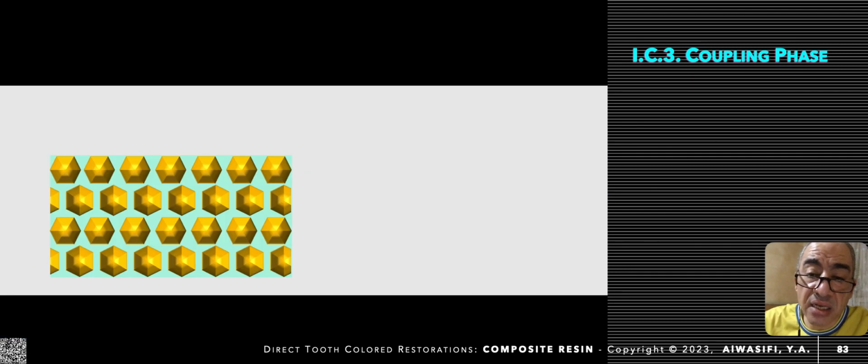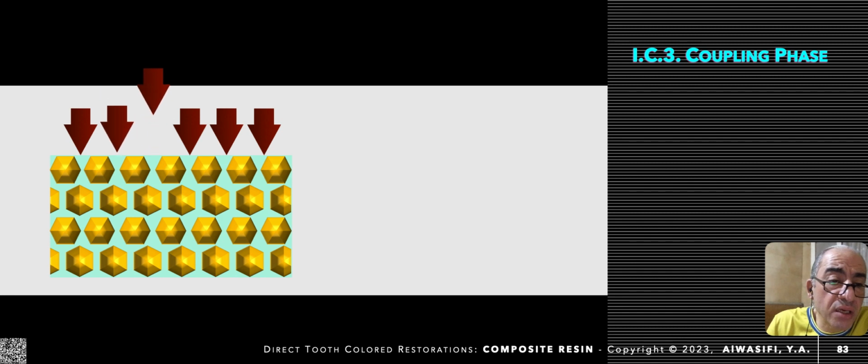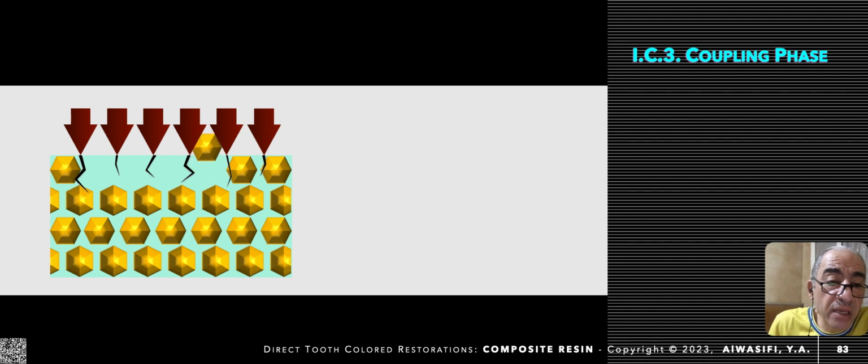This is another animated graph. This is the filler particles in yellow and resin matrix in green. When force is applied, they are not bound to each other, and there is no stress transfer from one to the other. They are not strengthening each other. They are not sharing this force, which will lead to cracks and fracture of the weakest phase, which is the resin matrix phase, leading to dislodgement of the filler from its place and complete breakdown of the resin matrix, leading to wear of the material.